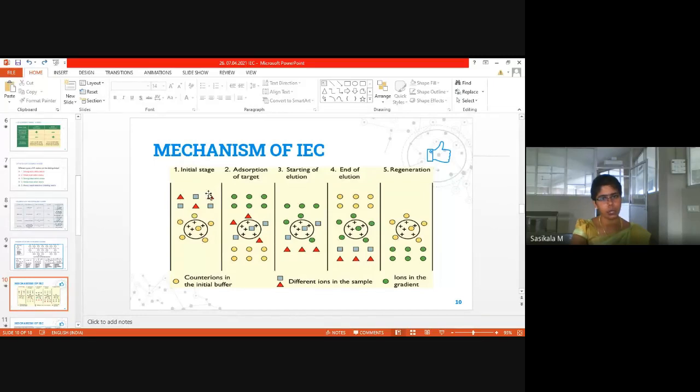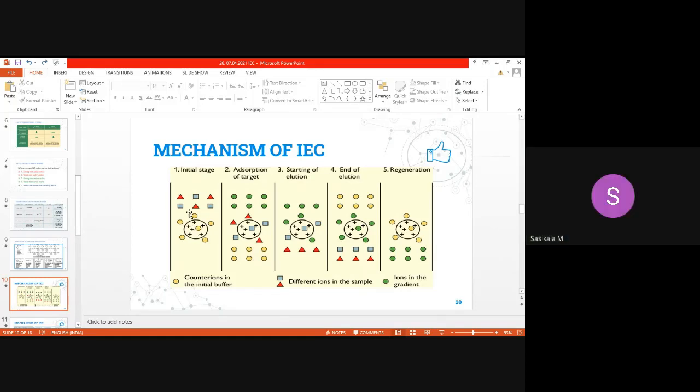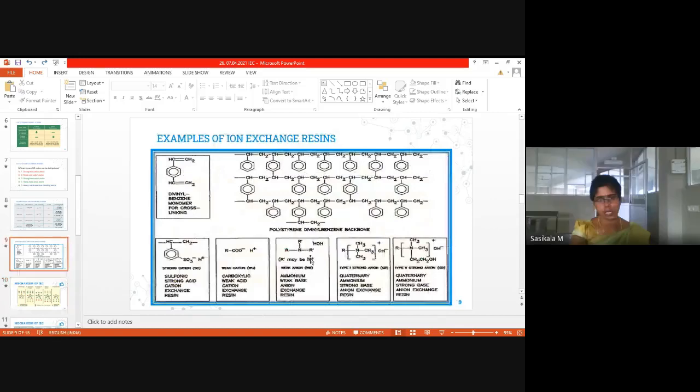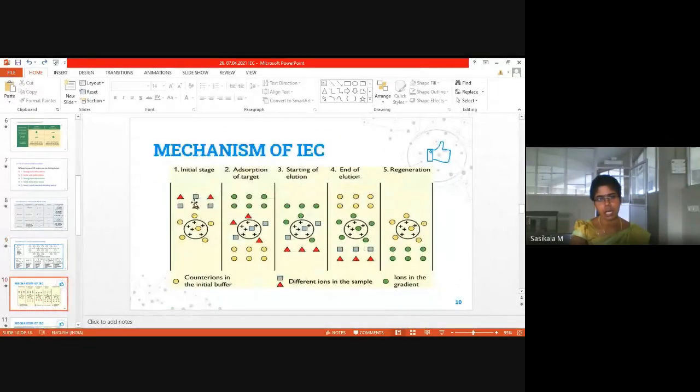The blue dots and red dots are the samples, and this is the matrix carrying positive charge. For an anionic exchanger, the matrix will be carrying positive charge, right? Anion exchangers carry positive charge. Quaternary amines carry positive charge to separate your negatively charged anions.